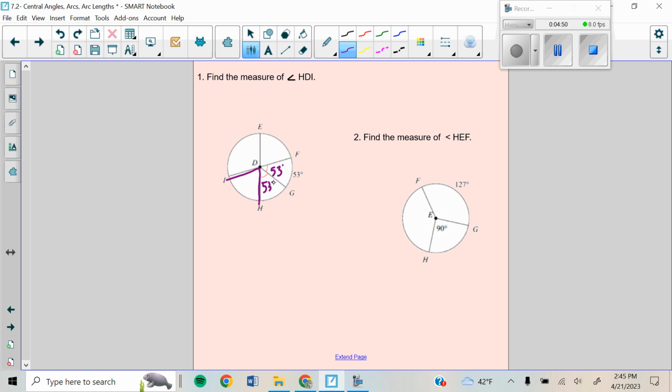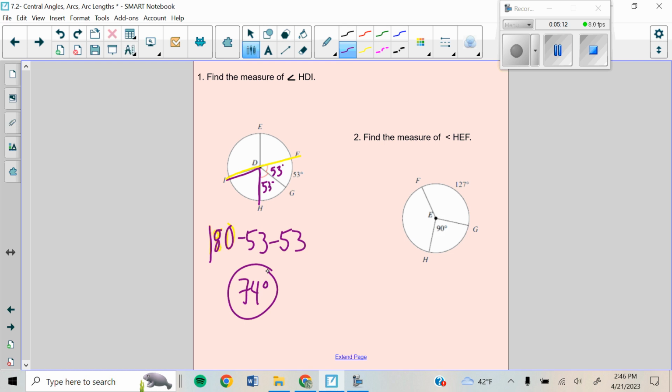So now I'm also going to notice that IF is a diameter. So I'm going to take 180, minus my 53, minus my 53 to find out what angle HDI is. It might be hard for you to see also. And you end up with 74 degrees.